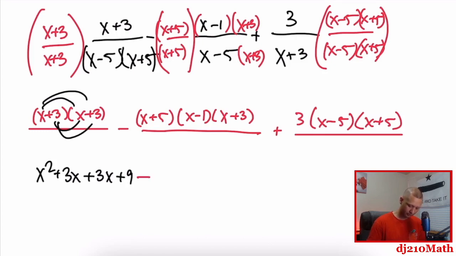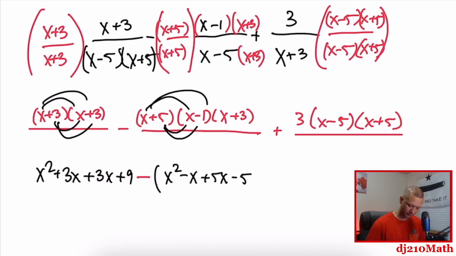Minus. That's going to have to distribute, but I'm not going to do that right now. We're going to distribute in the very end. So here's where we have 3 binomials. So this is going to be x squared minus x plus 5x minus 5 times x plus 3.